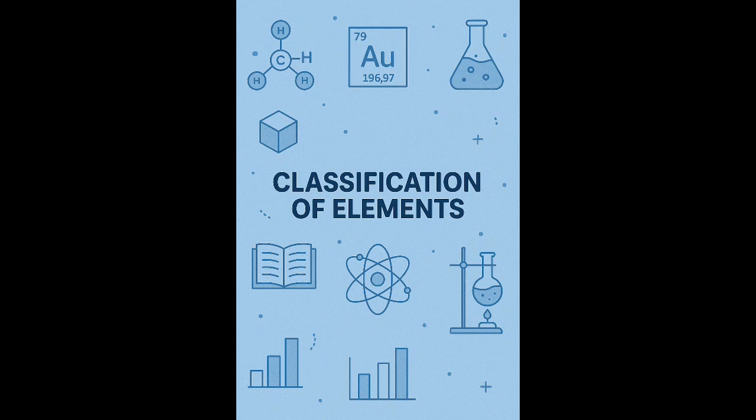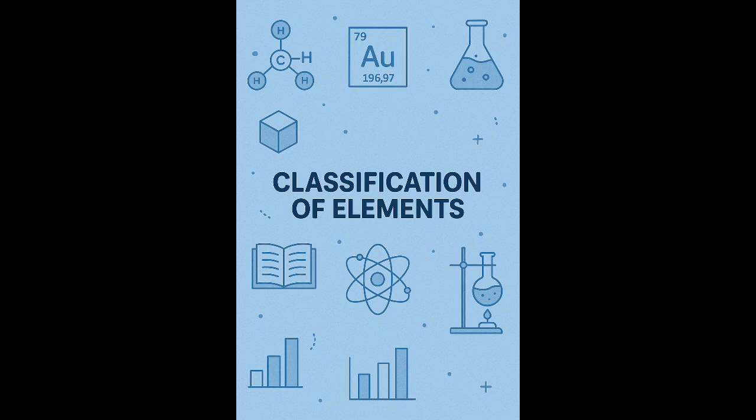So what does the modern periodic table look like? It has 18 vertical columns, called groups. It has 7 horizontal rows, called periods. Elements in the same group have similar properties. As you move across a period, the properties of elements change gradually.